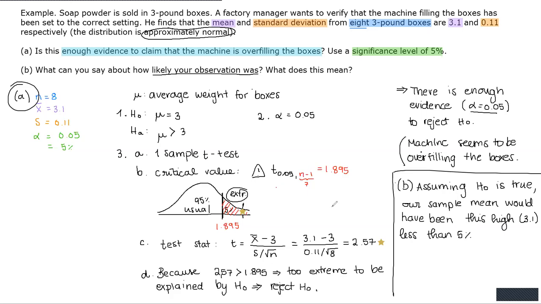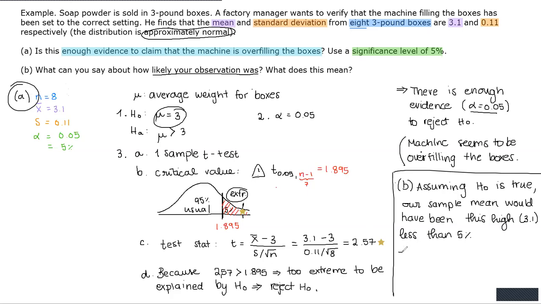So that means that if my average weight for the boxes were actually equal to 3, a sample average as large as 3.1 pounds for a sample of 8 boxes would have only occurred less than 5% of the time. So only for less than 5% of the samples that I could have gotten from a population whose mean is actually 3 would I have gotten such a high result. Now, because that happens so rarely, less than 5% of the time, I can say, okay, well, this is actually a pretty unlikely result, and so most likely my initial assumption was wrong.